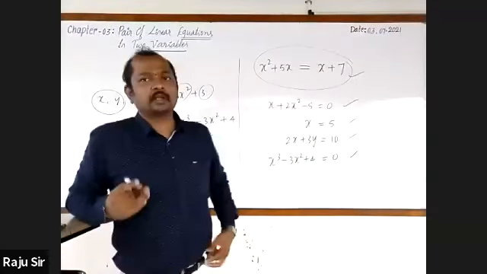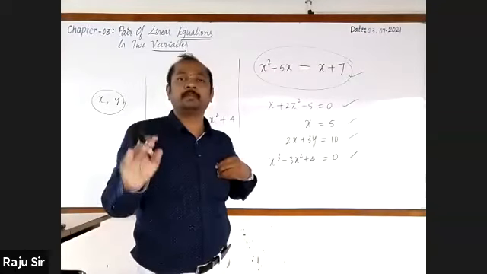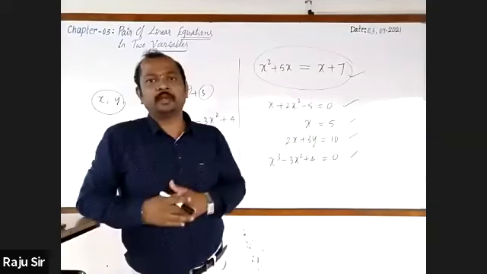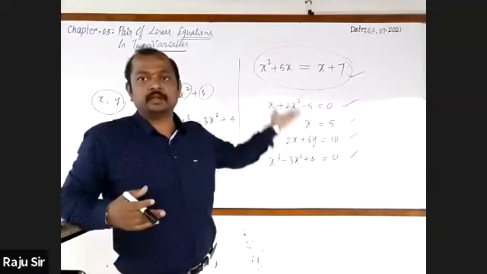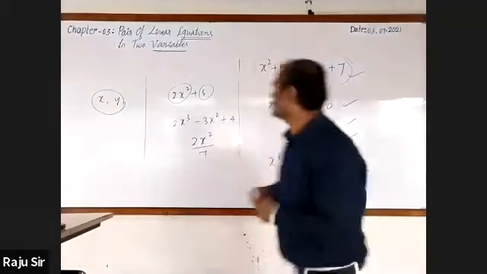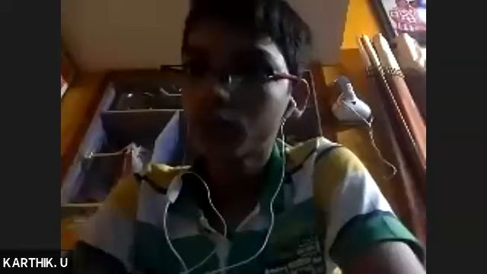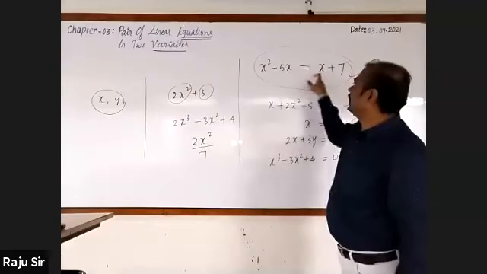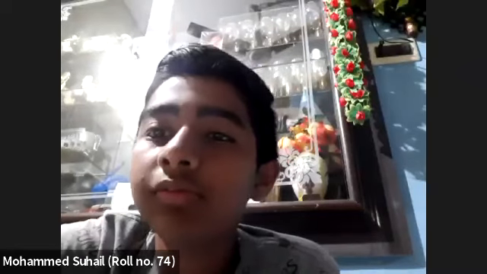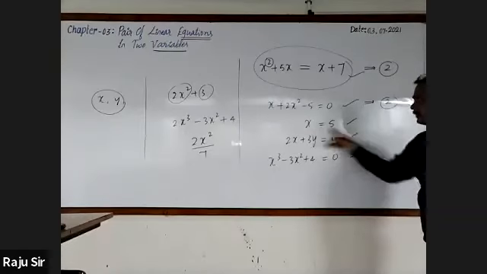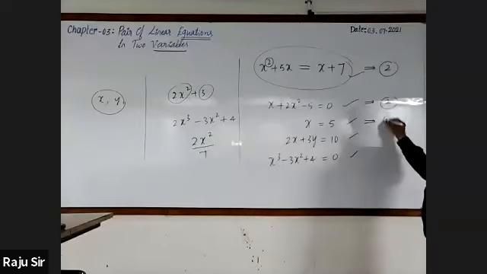Dear students, you are also familiar with the highest power of the variable involved in the polynomial or equation. What is it called? The highest power is the degree of the polynomial, degree of the equation. Observe the first equation. Could you tell what is the highest power of the variable? 2, sir. Therefore, its degree is 2. In the second equation, degree 2. Third equation, degree 1.